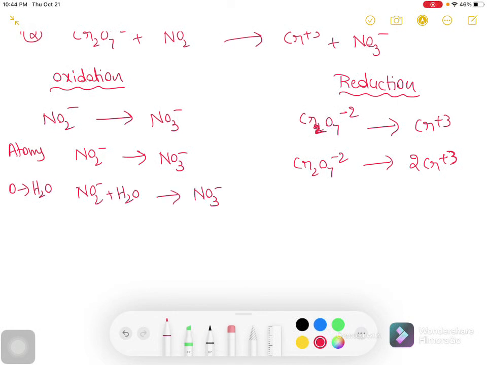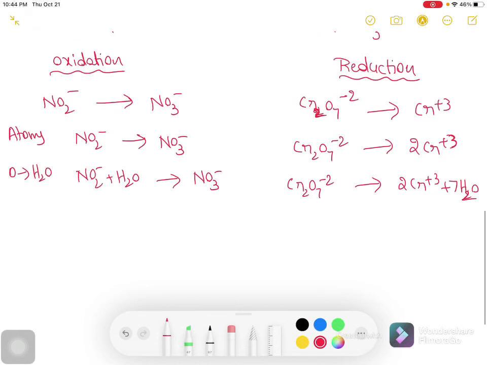Then if you observe the reduction reaction, in Cr2O7 minus 2, 7 oxygens are there on the left side. Right side has nothing, no oxygens. So we need 7 oxygens on the right side. So we have to add 7H2O, right? And oxygens are also balanced. Then we have to go with hydrogen.